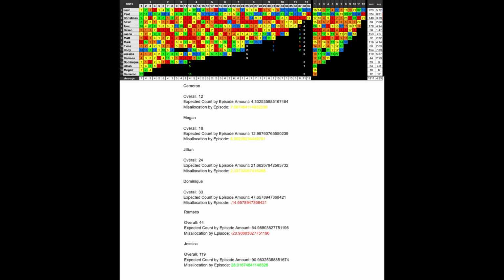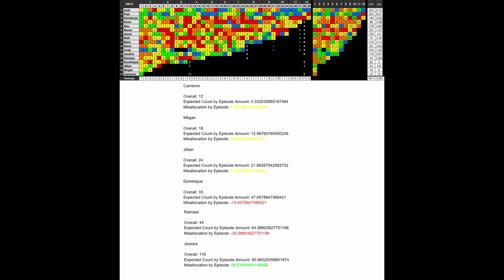Cameron got 12 diary rooms throughout the season. His expected count by episode amount is 4.33, causing for a 7.66 misallocation, which is still in the right median. Megan got 18 diary rooms, and her expected count by episode amount is 12.99, causing for a misallocation of 5, essentially. Jillian got 24 diary rooms, and she has an expected count of 21.66, causing for a 2.3 misallocation, so she is in that medium range.